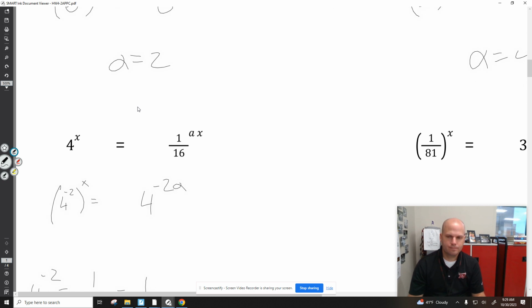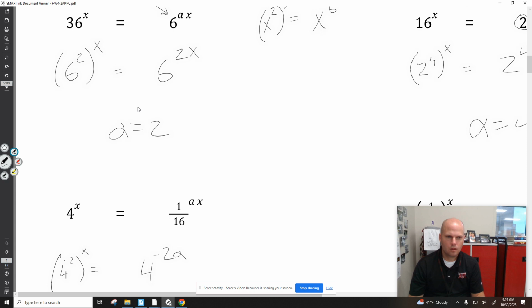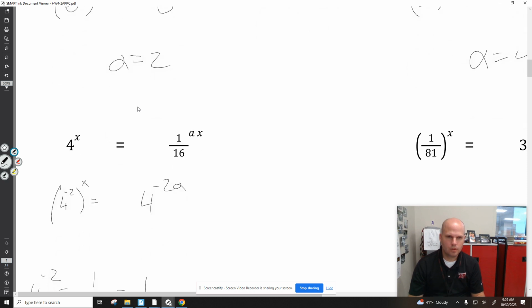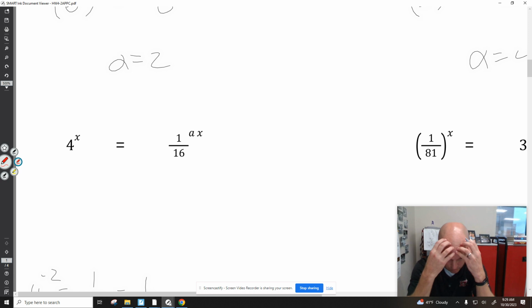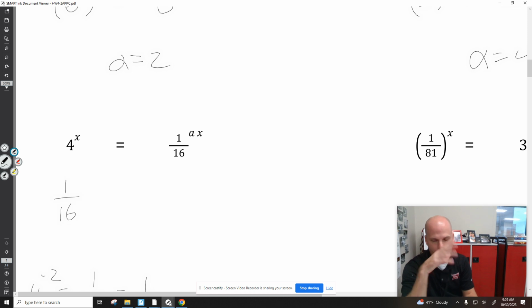Wait, I screwed up. Does this work out? I think I rewrote this the wrong way. I think it should be the other way around. Let me think about this. I need to rewrite this as 1/16 to a power. Okay, never mind. I got it.